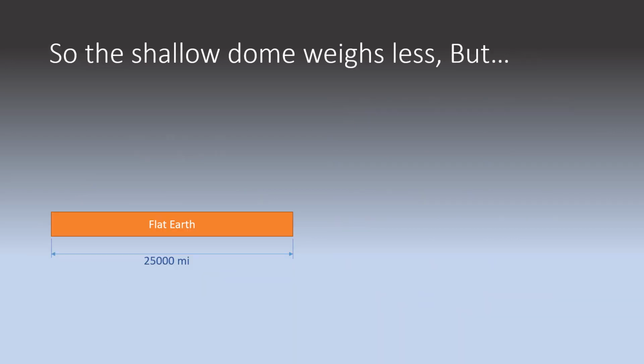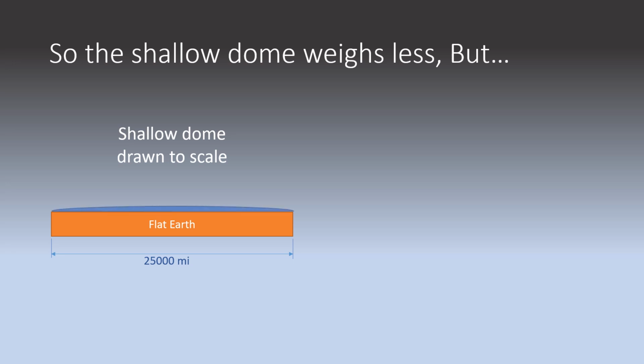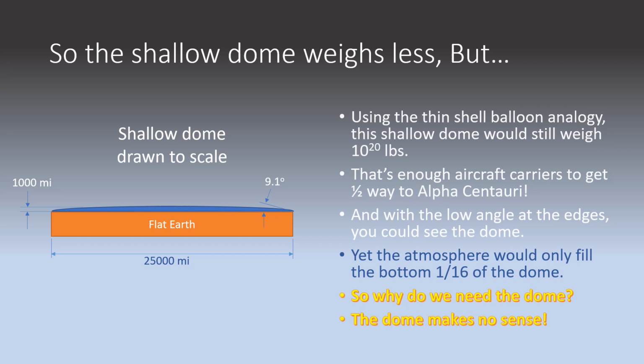So the shallow dome weighs less. But, using the thin shell balloon analogy, this shallow dome would still weigh 10 to the 20th pounds. That's enough aircraft carriers to get half the way to Alpha Centauri. And with the low angle at the edges, you could see the dome. Yet the atmosphere would still only fill the bottom 1/16th of the dome. So why do we need the dome? The dome makes no sense.